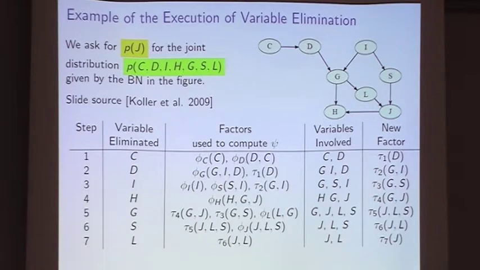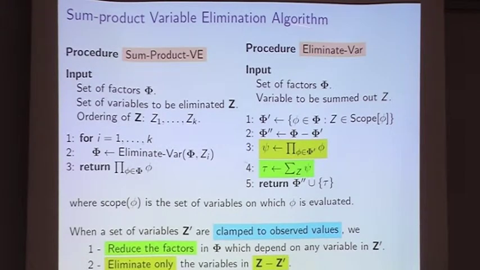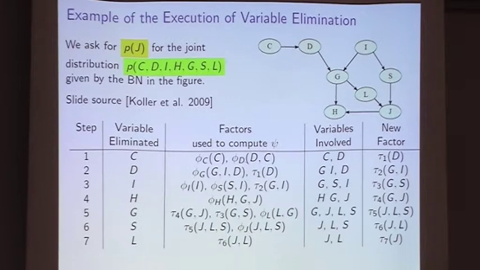And this algorithm, variable elimination, can be applied to both directed and undirected graphical models. So if we want to sum out all the variables except j, what we do is specify an ordering for summing out these variables. In this case, we have this ordering of the variables, and we call this the sum product variable elimination algorithm.